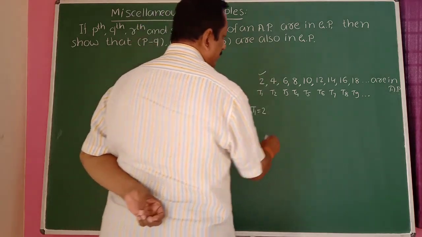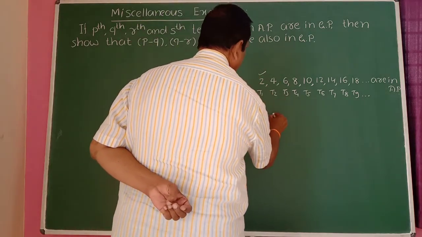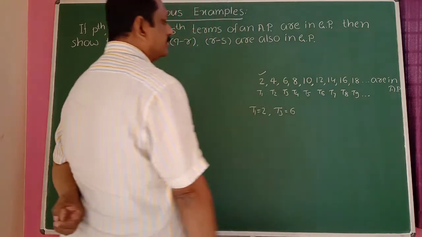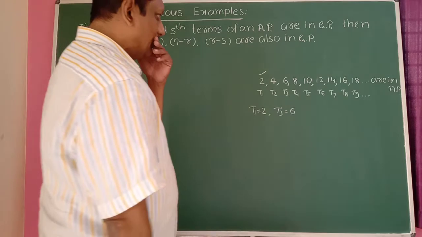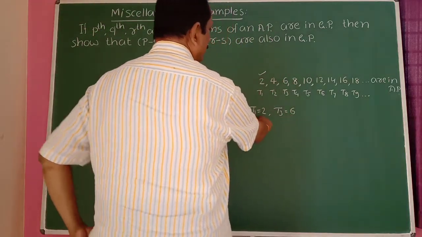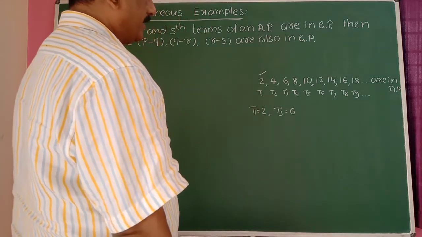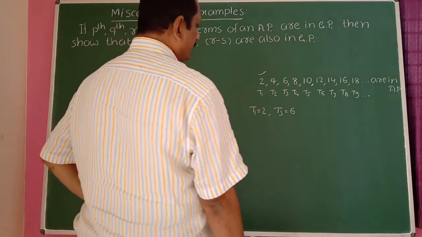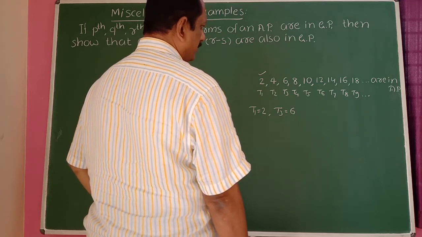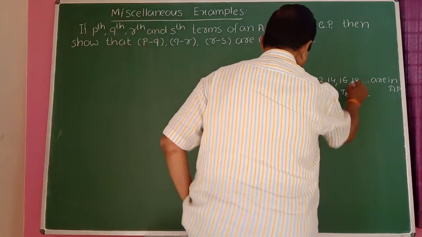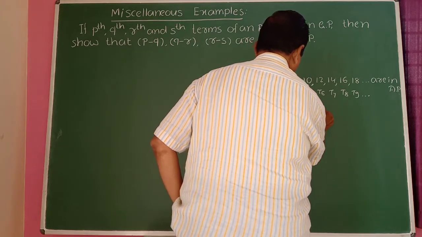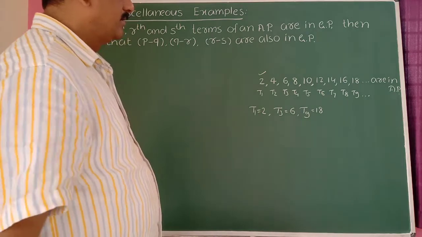Then T3 is equal to 6 here. T3 is equal to 6. Then 6 minus 2 becomes 4 here. Okay. Next, take T9 here. T9 is equal to 18 here. T9 is equal to 18.